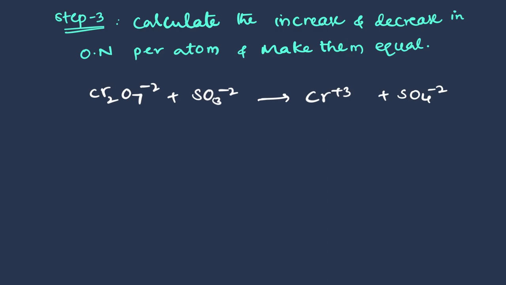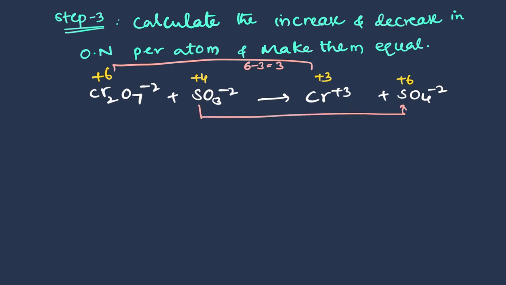Now step 3: calculate the increase and decrease in oxidation number per atom and make them equal. We know the oxidation numbers: sulfur is plus 4, chromium goes from plus 6 to plus 3. For chromium the change is 6 minus 3, that is 3, a decrease in oxidation number. For sulfur, the oxidation number increases, from plus 4 to plus 6, a change of 2.